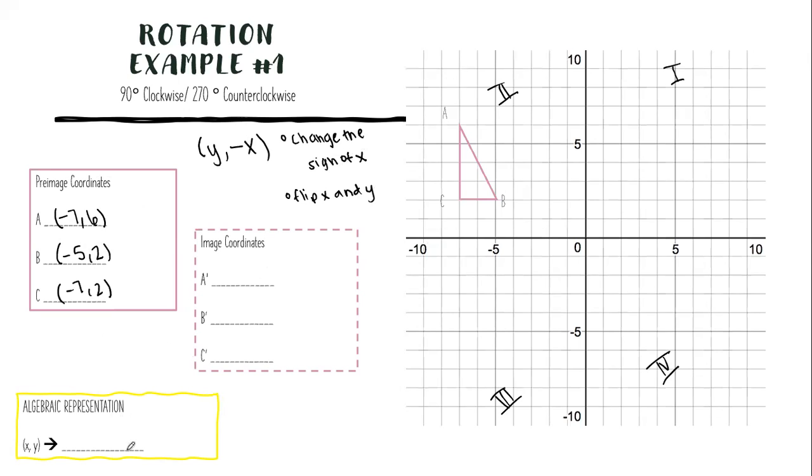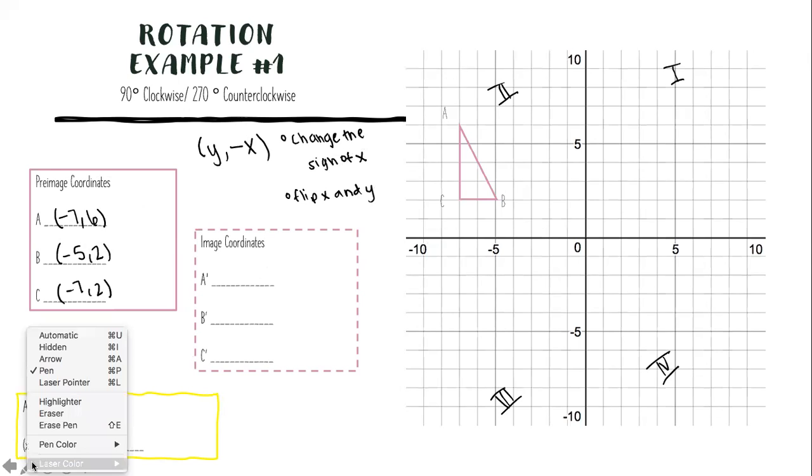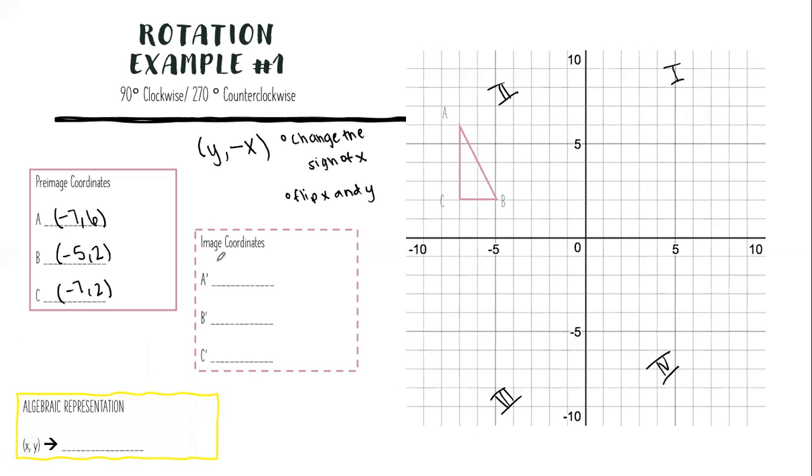All right. The way we're going to do this is a little different. We're going to follow the rule first and then get our new coordinates. Okay? So this rule says y, negative x. We need to change the sign of x, then flip x and y. So on A, the x value is -7. So it's going to turn into what? +7. Then I'm going to flip x and y. So what will it be?